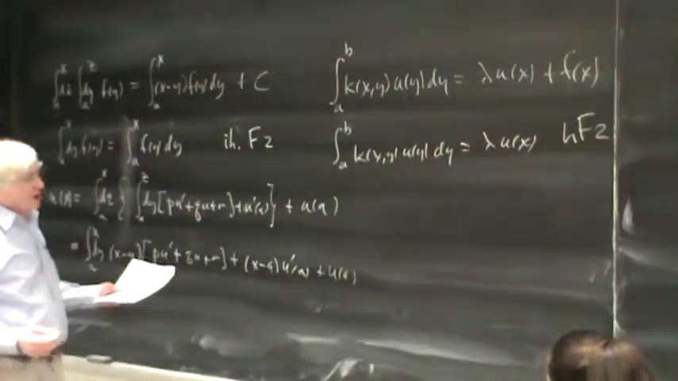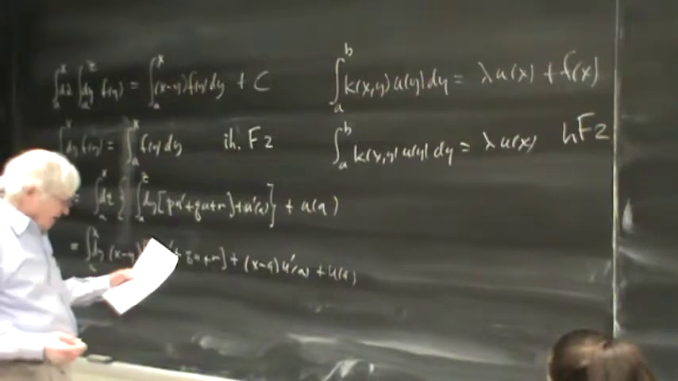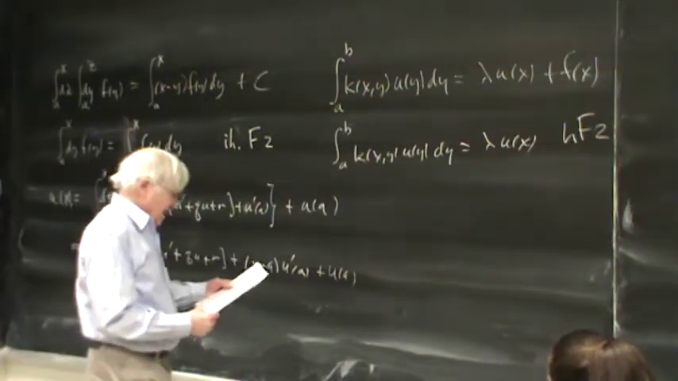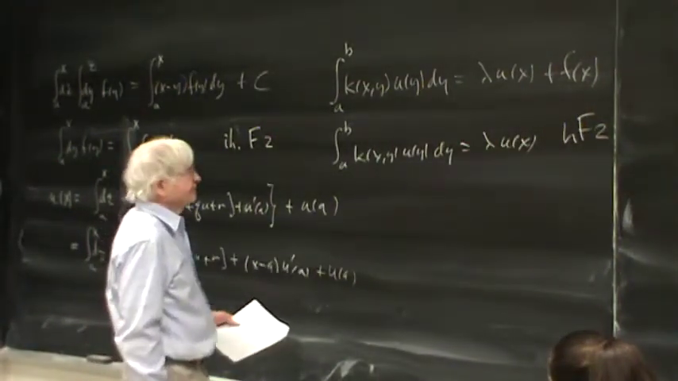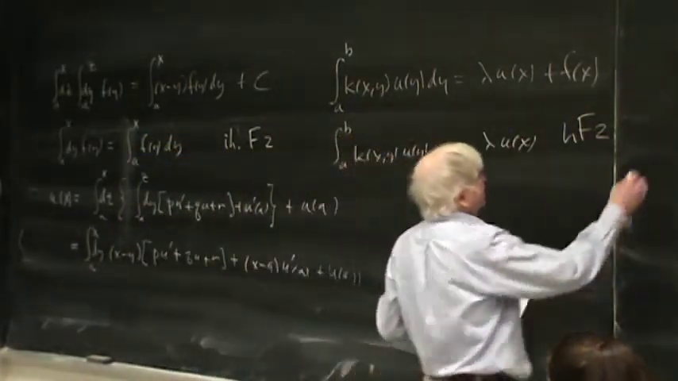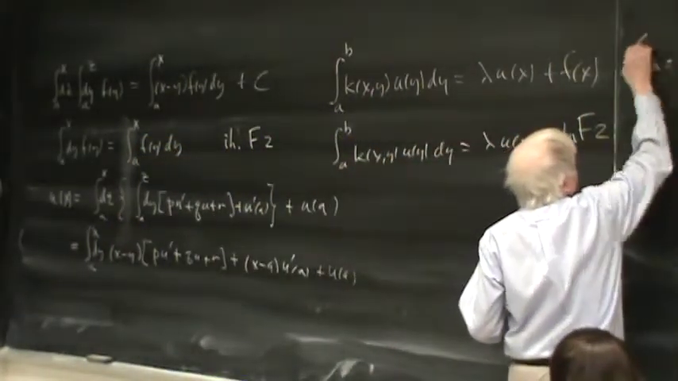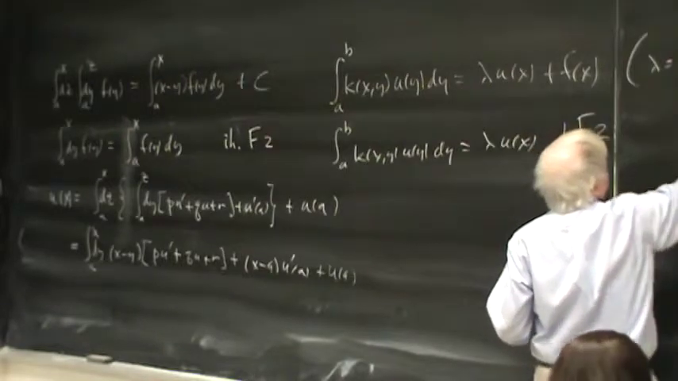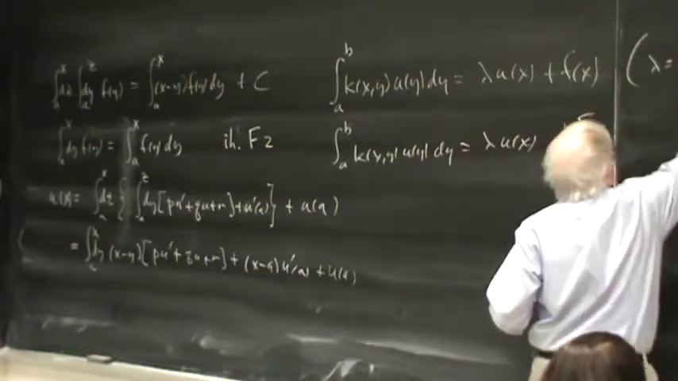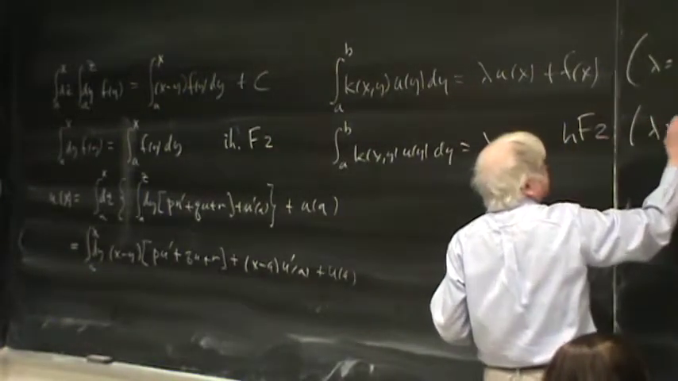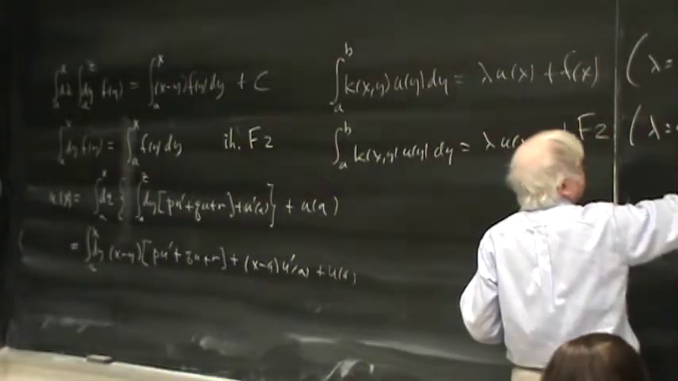On the other hand, you set lambda equal to 0, then for lambda equals 0, you have inhomogeneous Fredholm 1, and here lambda equals 0, you have homogeneous Fredholm 1.